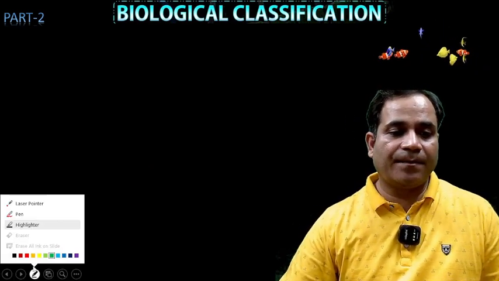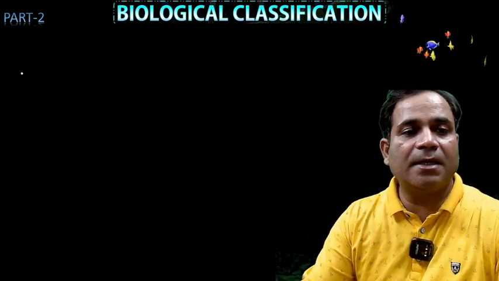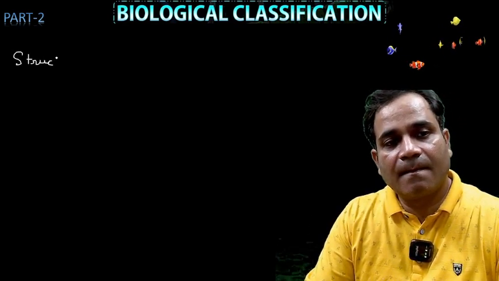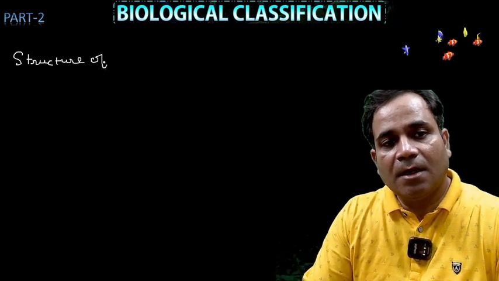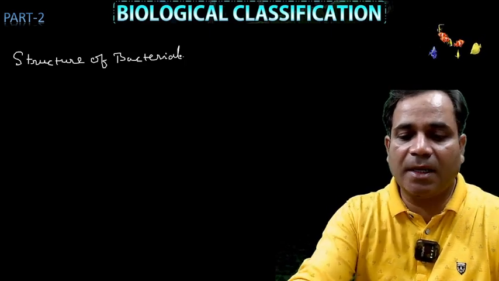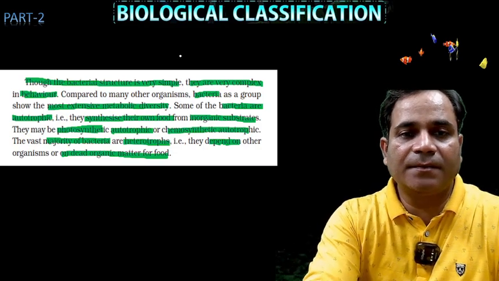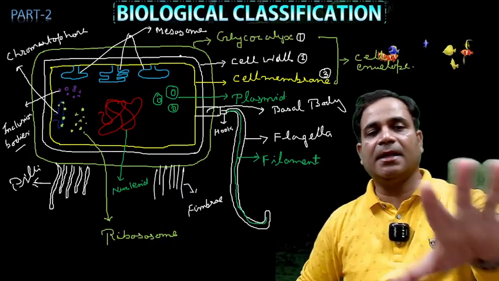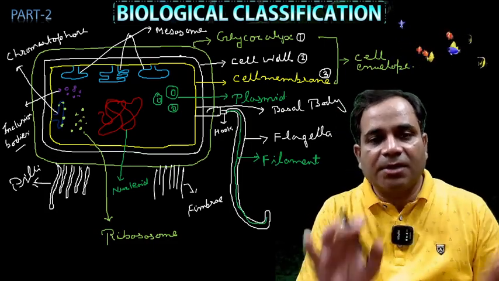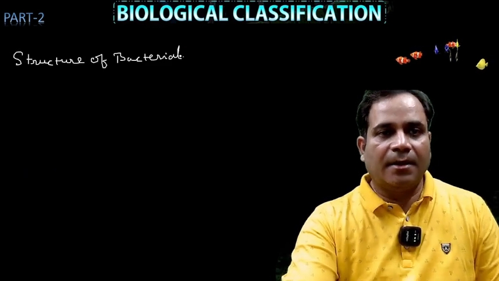Now see, the next important thing. Here I am going to write the structure of bacteria. Clear? With the help of a diagram I have shown it here. Let's see the diagram. This is the structure of bacteria. Now I'm going to proceed with each and every structure of bacteria in detail, my dear. Clear?